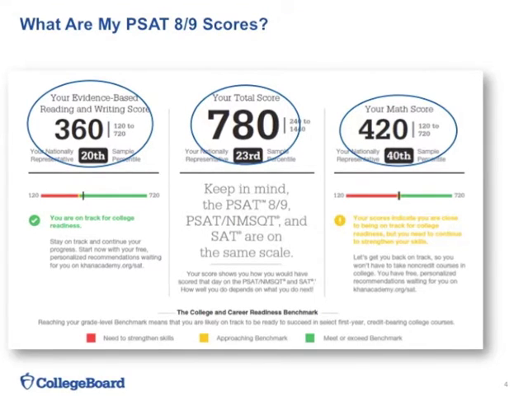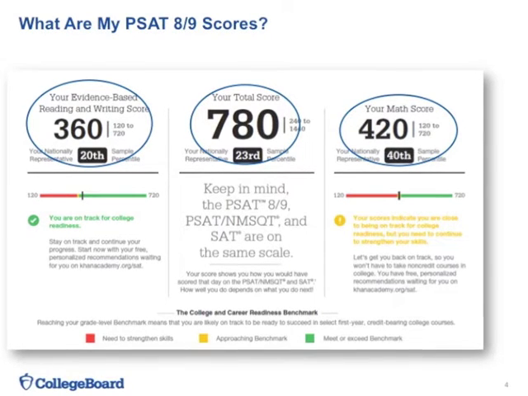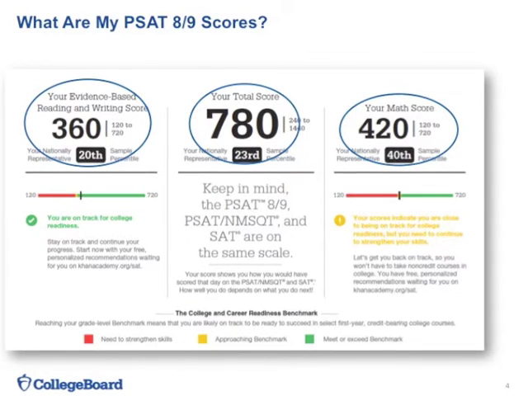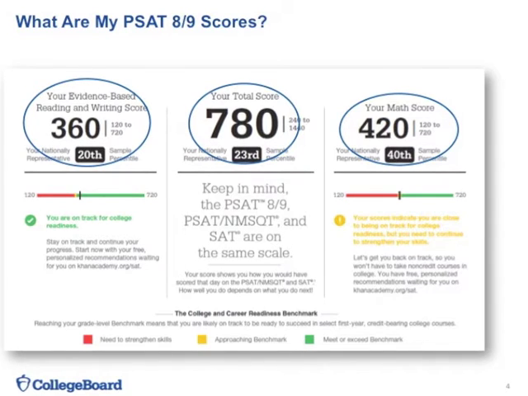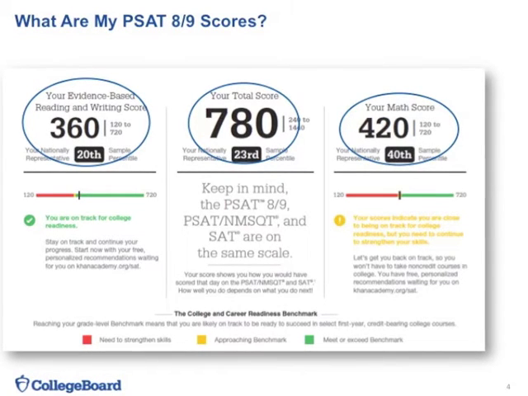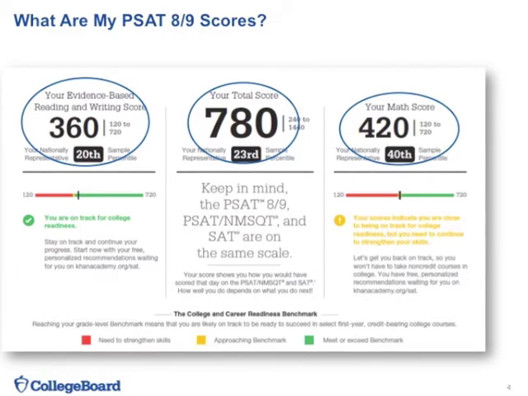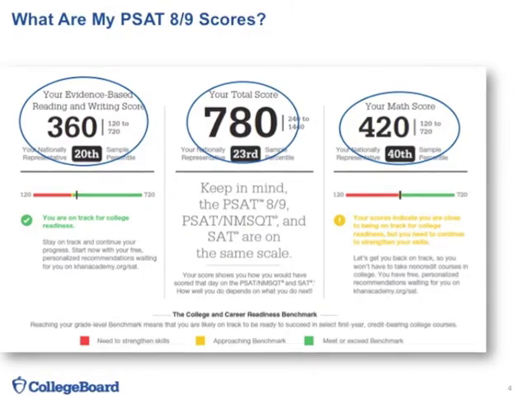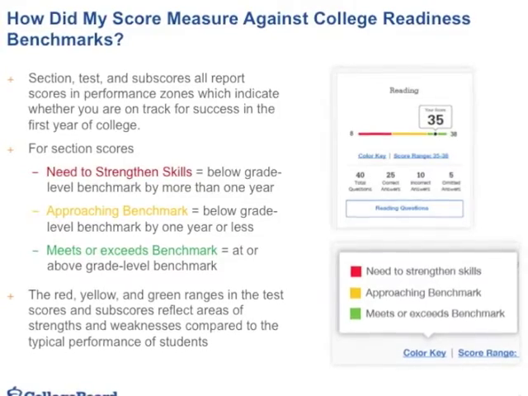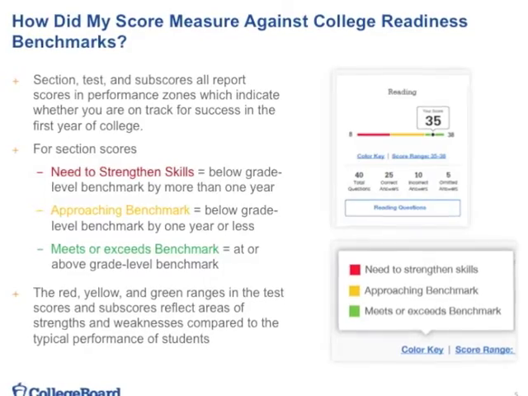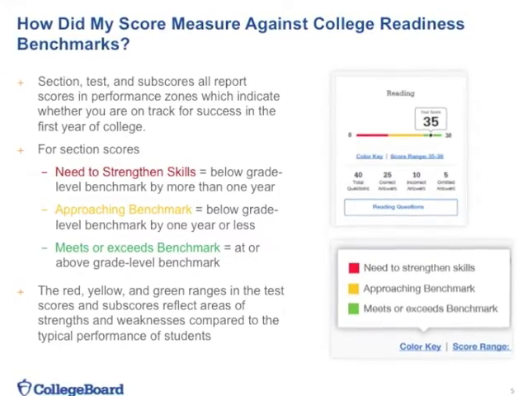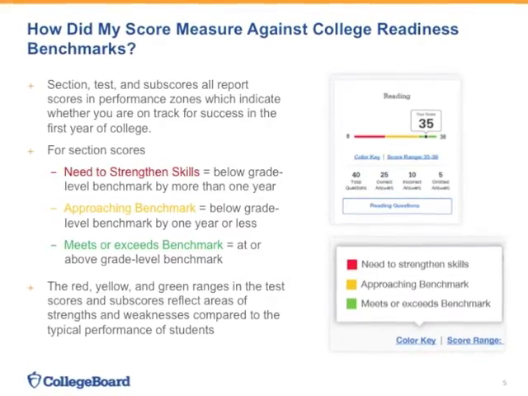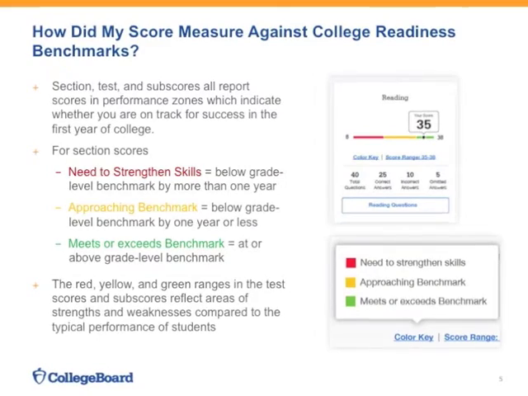As you're looking at that, you'll notice that for the writing and reading line, the green is much bigger, because the benchmark set nationally for a student to be college ready for reading and writing is a lower standard than it is for the math score. The math score is set almost 100 points higher than the writing and reading section for that to be considered college ready. So you want to see where they are. This screen will show us where they need to strengthen their skills would be the red, approaching would be the yellow, and exceeding or meeting would be in the green.